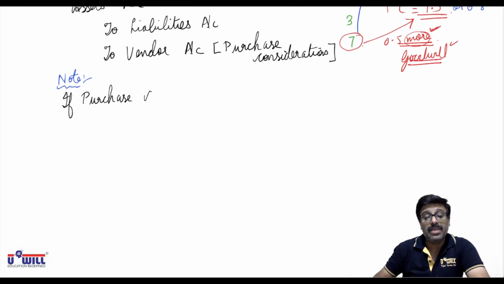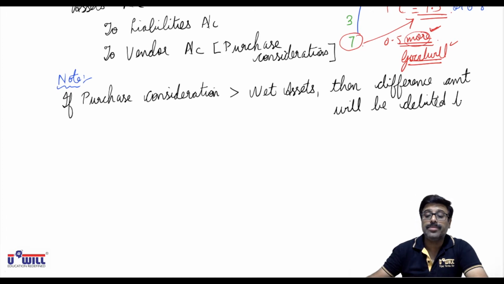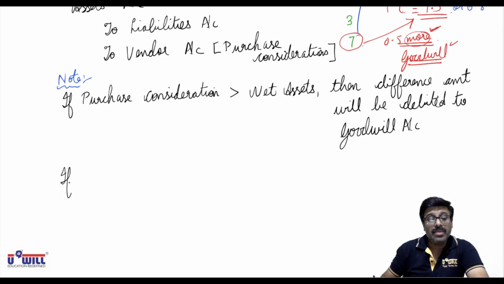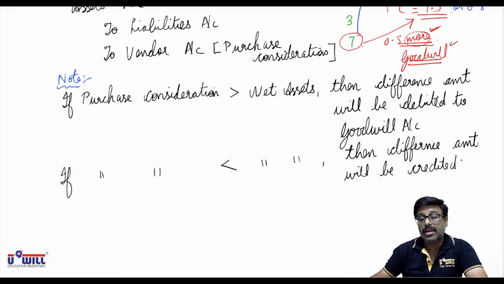So what note you will remember is, if purchase consideration is more than the net assets, then difference amount will be debited to goodwill account. Now, second situation, if this purchase consideration is less than the net assets, then it is a capital profit for you. So then difference amount will be credited to capital reserve account.